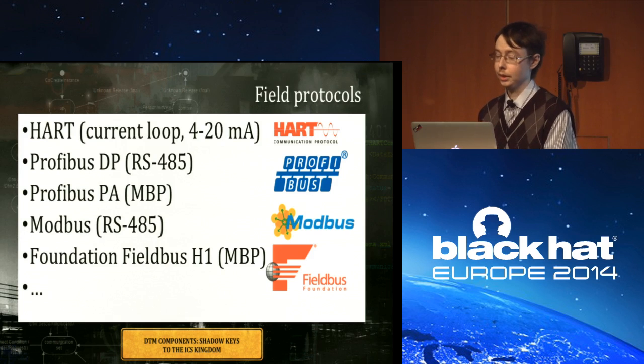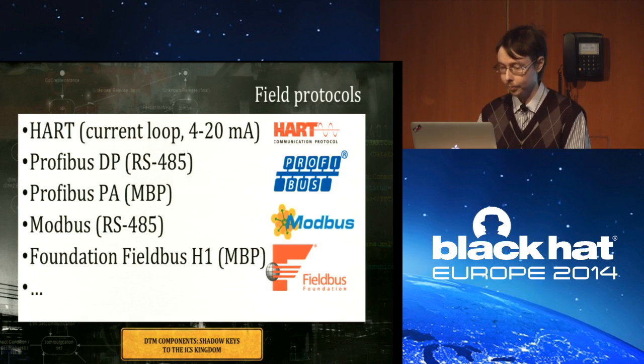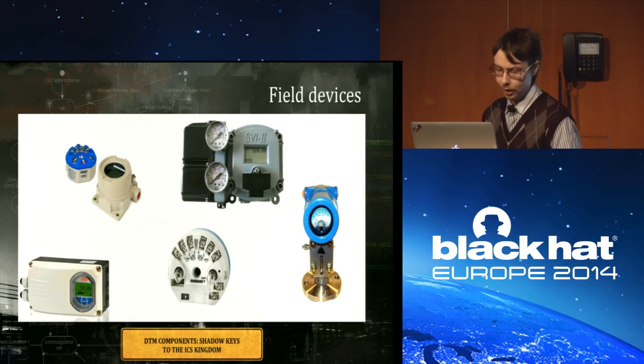Different field protocols flow in the industrial buses where field devices exist. Here are some of them: HART, based on 4-20 mA current loop, Profibus DP and Modbus, which use RS485 digital line as a physical layer, and Manchester bus powered protocols such as Profibus PA and Foundation Fieldbus H1. And you can see several field devices on this slide. They are designed to measure temperature, pressure, and other parameters. We reviewed and fuzzed DTM components for all of these transmitters shown on the screen during our research, and why the industry needs the special technology for them.